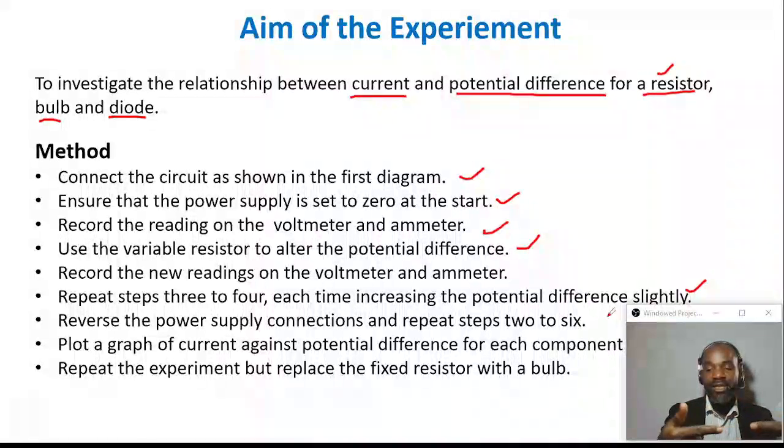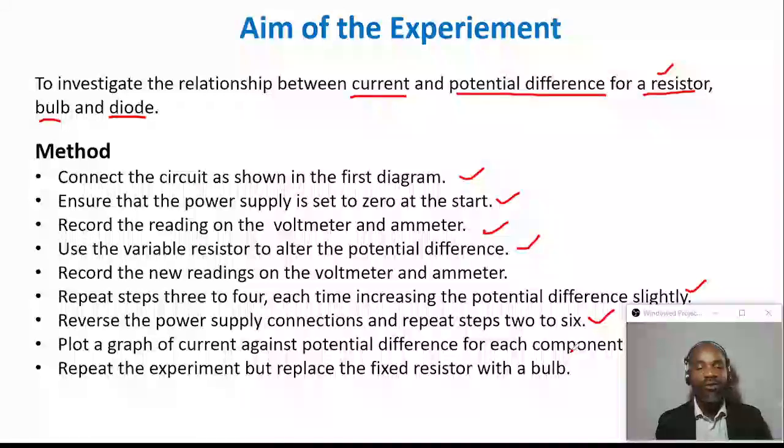If it has been this way, we need to reverse it the other way around. So that's what it means. Okay, and then repeat steps 2 to 6. By the time we reverse the connections of the power supply, we repeat steps 2, 3, 4, 5, 6, and that is where we're going to stop. If we do that, we now have clear values to plot.